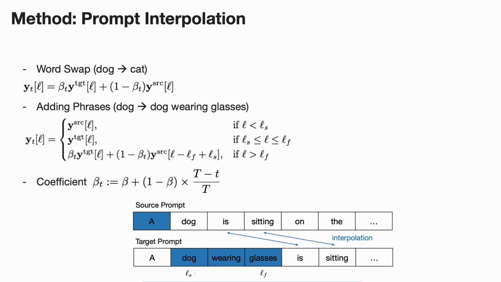There are two cases, word swap and adding phrases. The word swap case just simply changes the word in the source prompt, and yt can be expressed as a linear interpolation of y source and y target. Beta t is the coefficient that depends on time step t, so that we can gradually move yt from y source to y target. In the case of adding phrases, we found that token embedding using the CLIP model is influenced by preceding tokens. For example, the first and second tokens in the source and target prompt have the same embedding, while the embeddings of other tokens are different. So yt is calculated considering the position of tokens in this case.